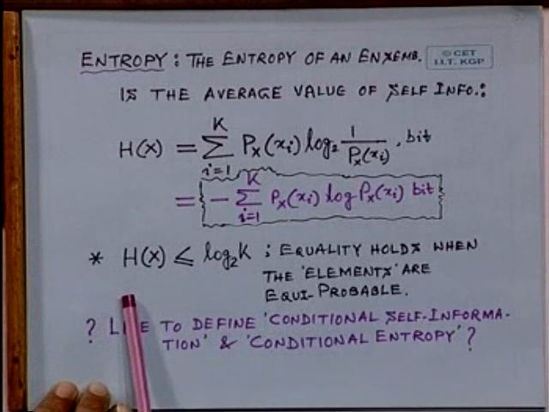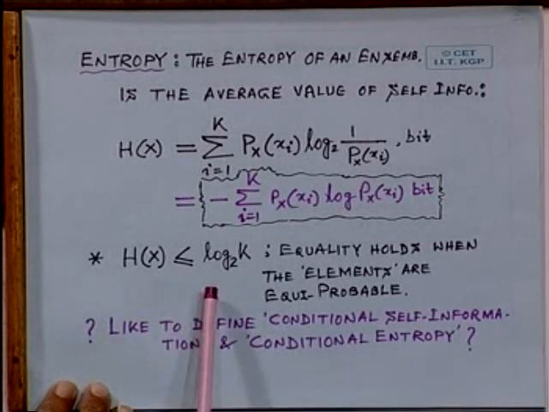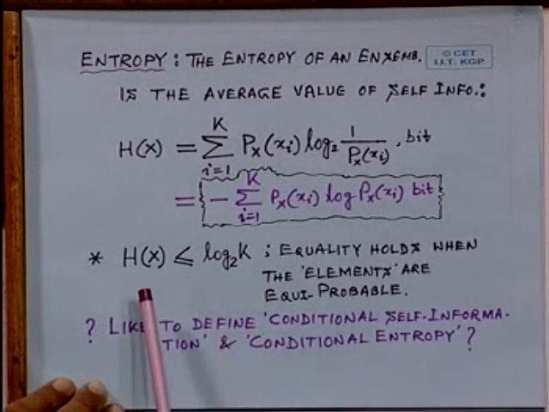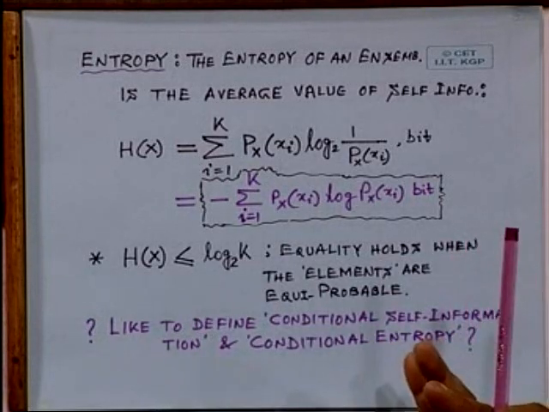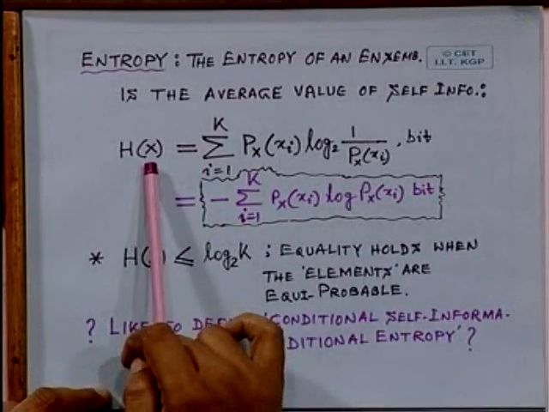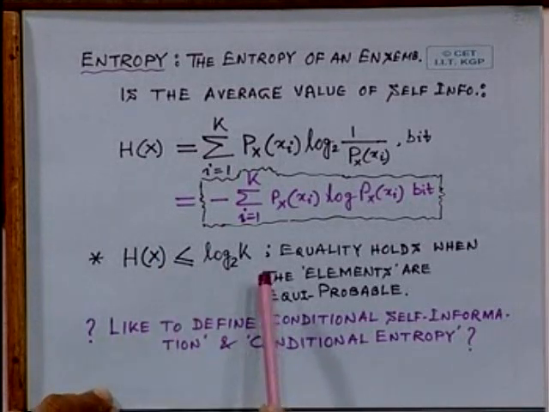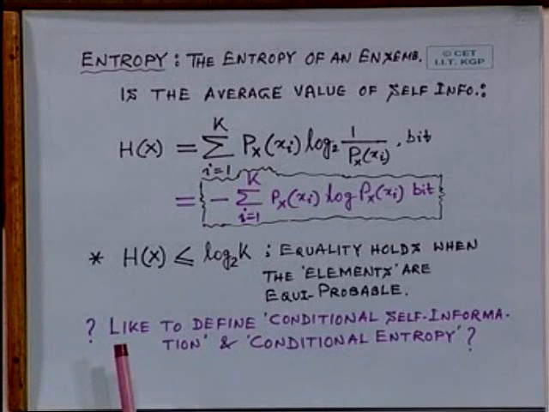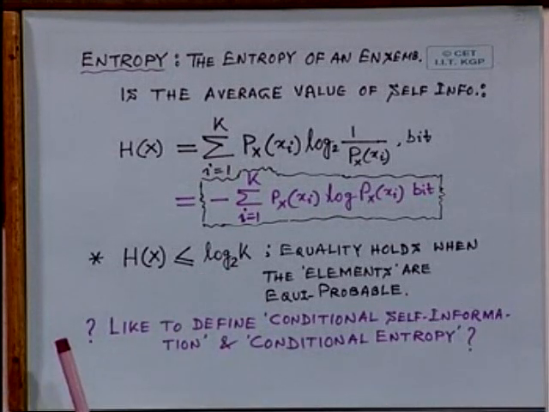This point I am noting really. I mean, there are several theorems. One of the fundamental ones says that if you have k possibilities or k possible outcomes from that experiment, which is indicated by the ensemble capital X, then it can be shown that H(X) is less than or equal to log of k to the base 2. And this equality holds, that means H(X) is equal to log of k, when the elements are equiprobable.